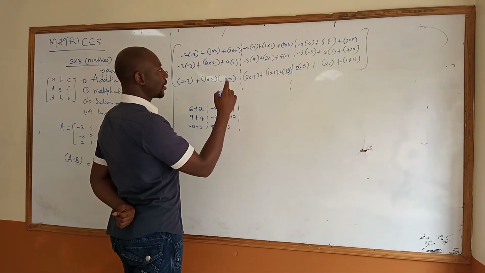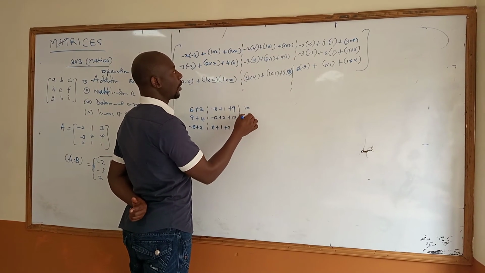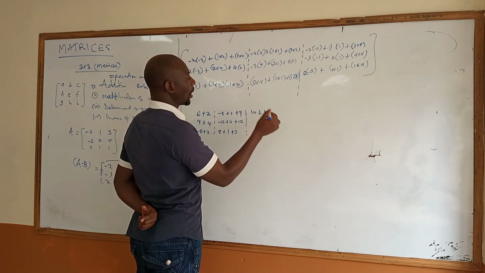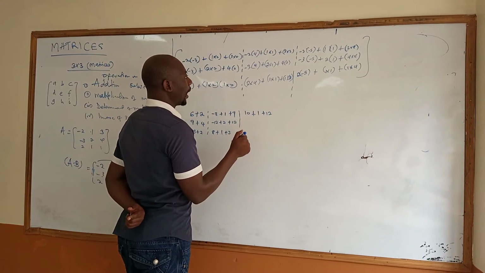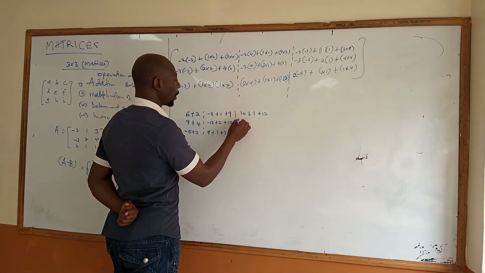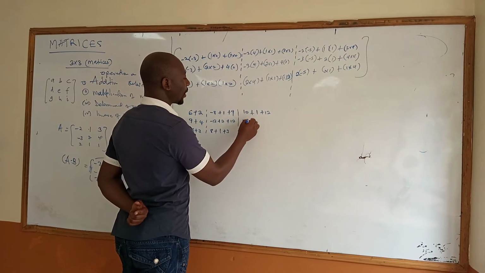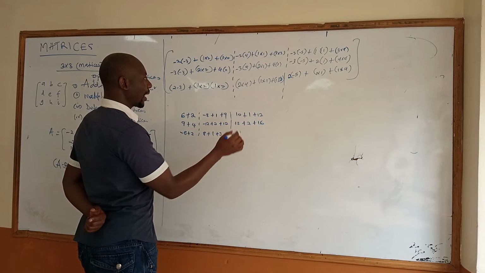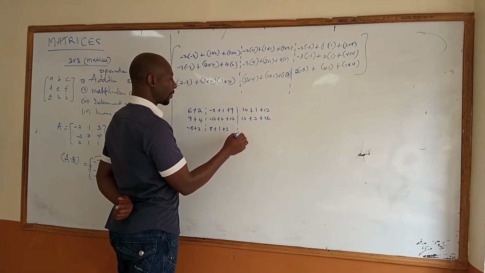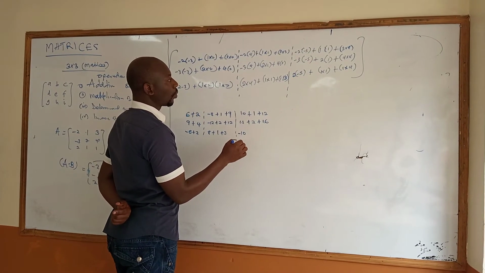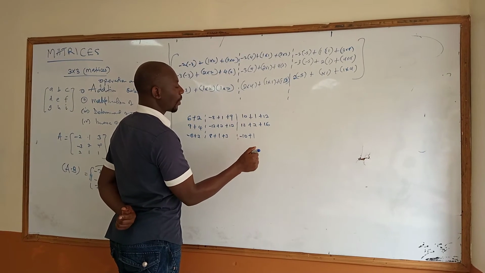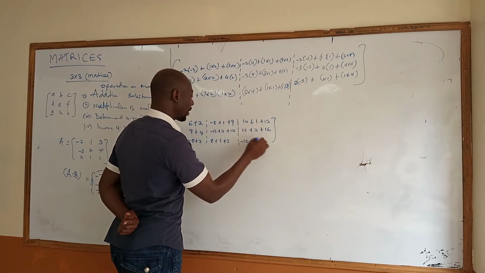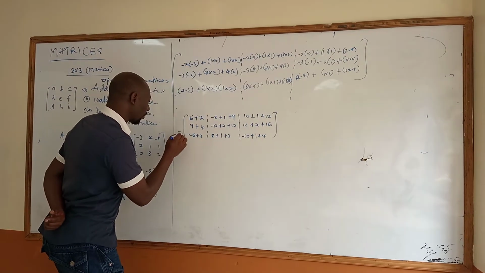The last one is negative 2 by negative 5 gives you 10. 1 by 1 is 1. 3 by 4 is 12. 3 by negative 5 is negative 15. 2 by 1 is 2. Then 4 by 4 is 16. Sorry, 2 by negative 5 is negative 10. 1 by 1 is 1. Then 1 by 4 is 4. So this is the sum of the product of the two matrices.